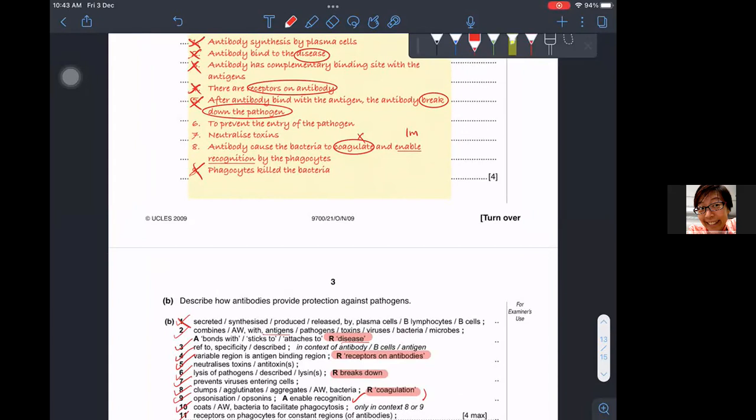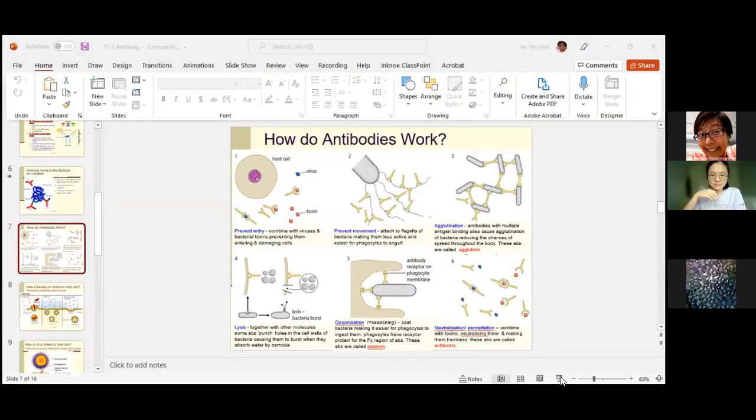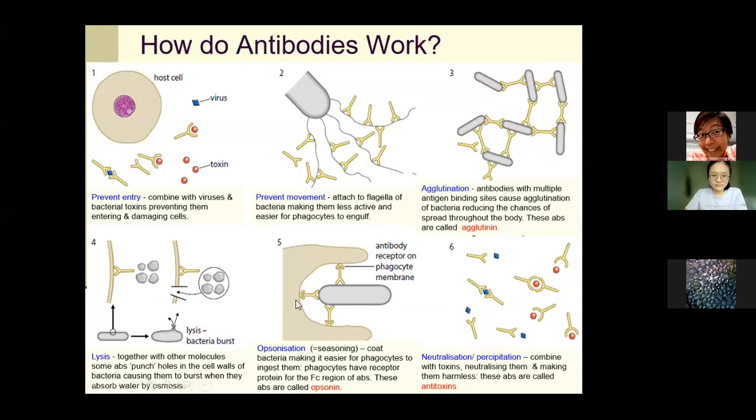Okay, then that means you're supposed to tell the examiner the 6 ways how antibody acts on the antigen. So here, can you see my sharing or not? So these are the 6 ways that you need to mention. And then you need to use back the actual word that is being used to describe the process. Like just now, Sian said agglutination rather than coagulation. So you cannot simply use any word. You must use back the word that they use, right? Prevent entry, prevent movement. How come no prevent movement? Agglutination, lysis.